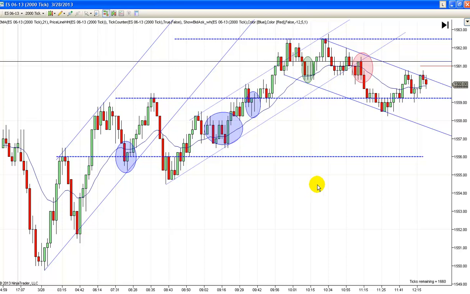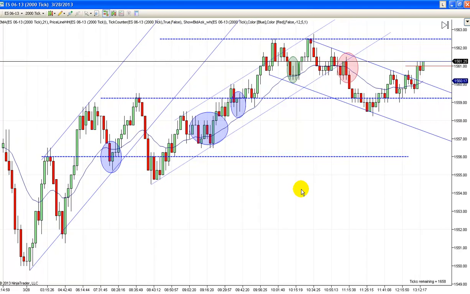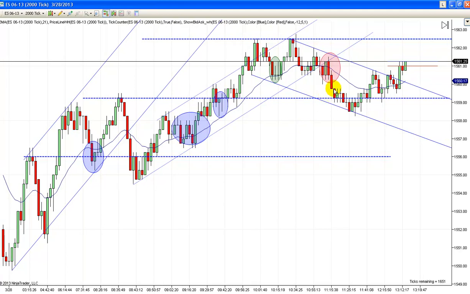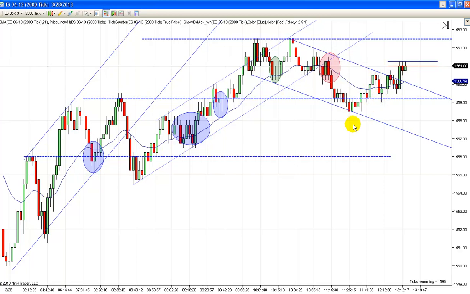I was going to ask some people too: don't reply unless you notice it too. But I talked about some of these gaps yesterday, and notice we had one here and it pulled back just enough to fill that, and then it went higher again. We got one right here, and notice we came back, we filled it, and then turned down.